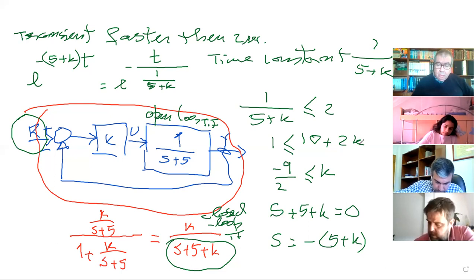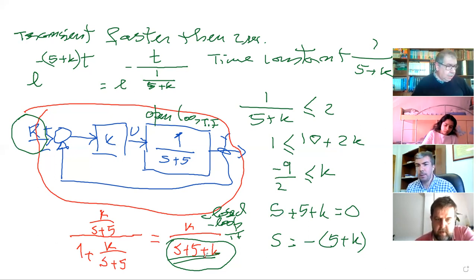So you can impose the roots of the characteristic equation to shape the response. Okay.